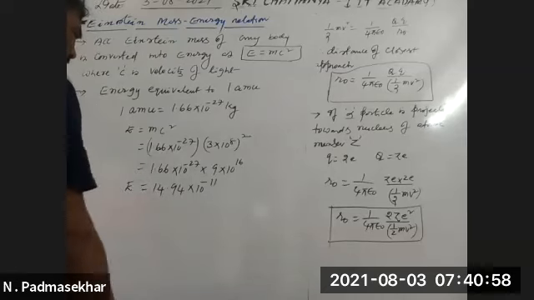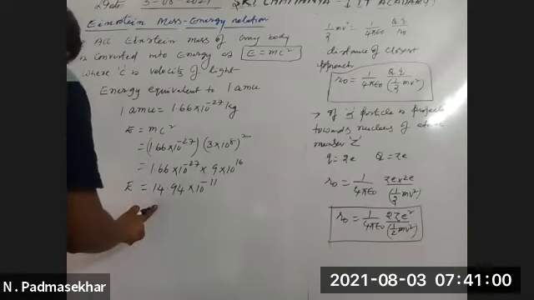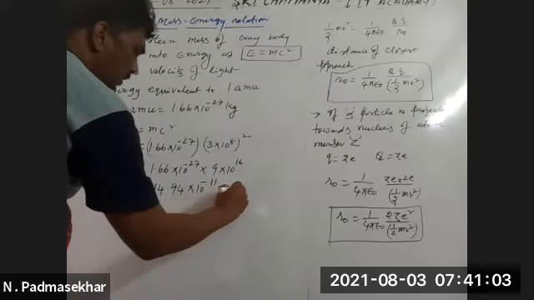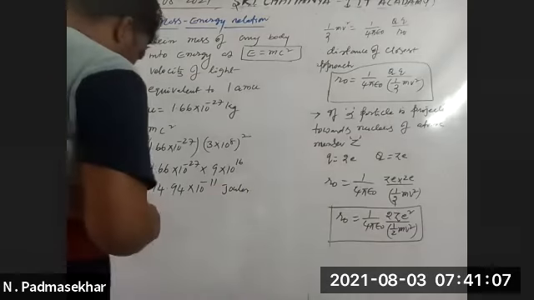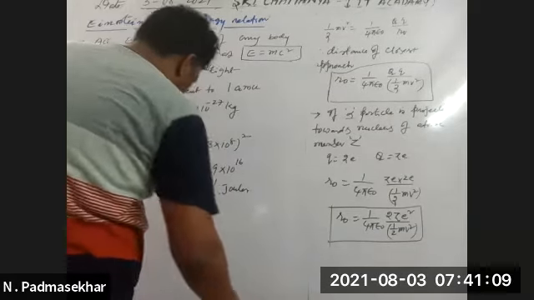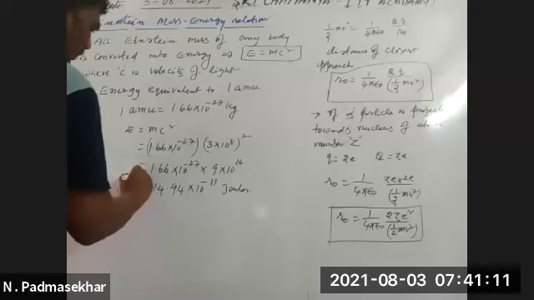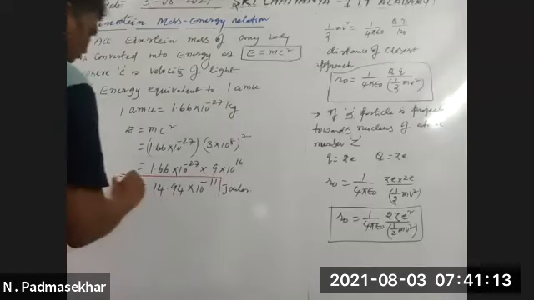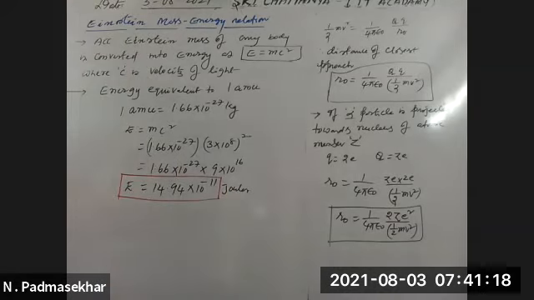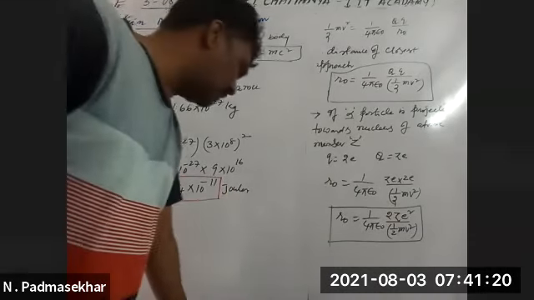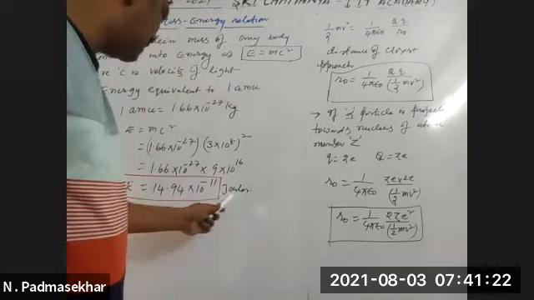This energy is in joules. So the energy is 14.94 into 10 power minus 11 joules.